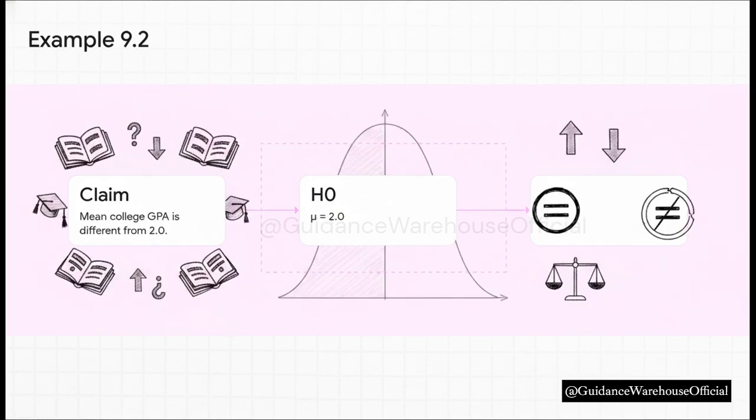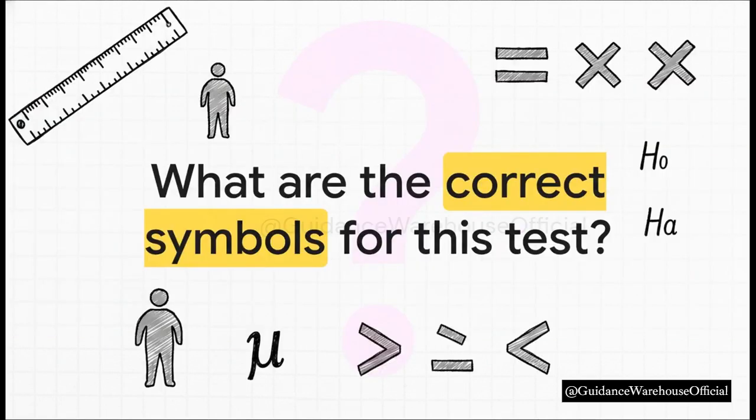Let's try another one, but this time focusing on averages instead of proportions. Step 1. We want to test whether the mean GPA of students in American colleges is different from 2.0. The word different is key here. It means it could be higher or it could be lower, but it is specifically not equal to 2.0. Not equal doesn't contain an equal sign, right? So it must be our alternative hypothesis. So H sub A is the mean, which we represent by the Greek letter mu, is not equal to 2.0. That essentially forces our null hypothesis to be the exact opposite. Mu equals 2.0.